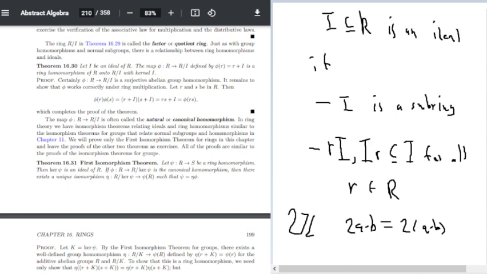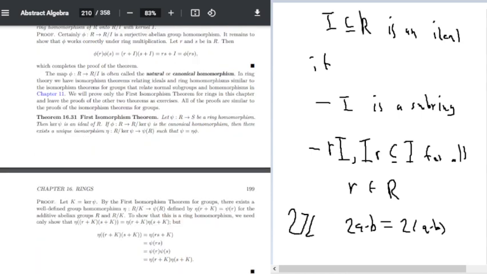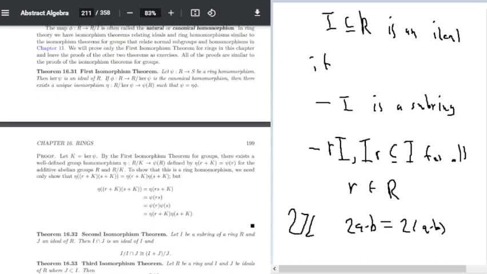In ring theory, we have isomorphism theorems relating ideals and ring homomorphisms, similar to the isomorphism theorems for groups that relate normal subgroups and homomorphisms in chapter 11. We will prove only the first isomorphism theorem for rings in this chapter, and leave the proofs of the other two theorems as exercises. All of the proofs are similar to the proof of the first isomorphism theorem for rings.